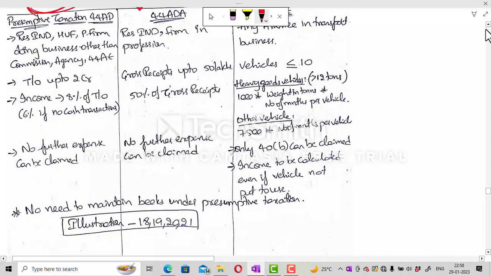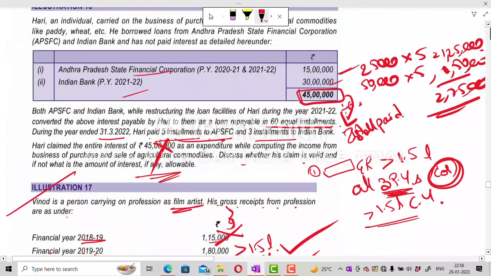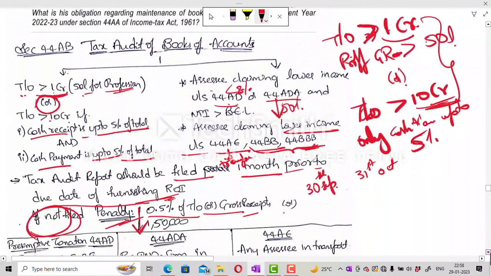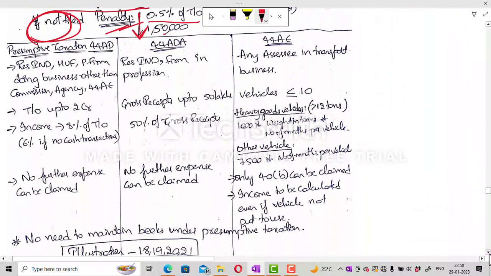The last topic is presumptive taxation. What is meant by presumptive taxation? See, for some individuals we will give some threshold limits. Within that threshold limit, the person can show income at the specified rate told, and they need not get their books of accounts audited and need not maintain the books.